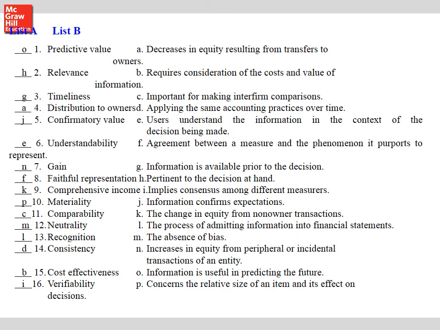15, cost effectiveness. It requires consideration of the costs versus the value of the information you're paying for. If it costs a lot more than the value you're getting out of it, it shouldn't really be done. And verifiability, letter I, implies consensus among different measurers. So in our lecture, we talked about these different items. This is a great way to make sure you understand and remember what each one really means.